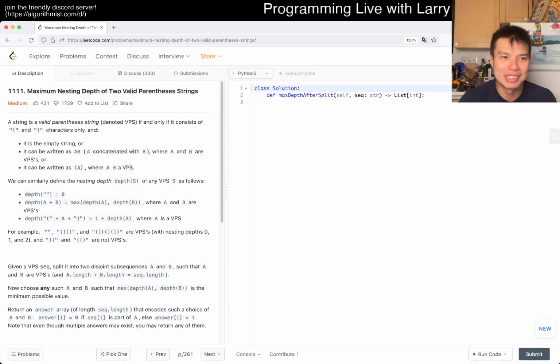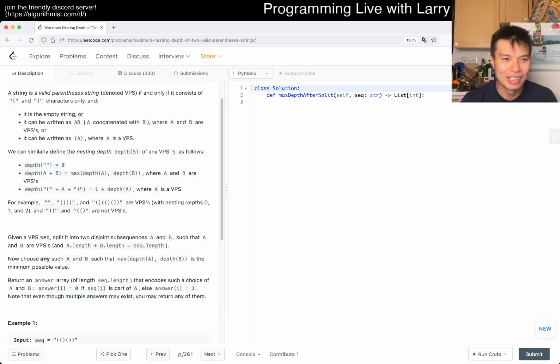And today we have 1111, Maximum Nesting Depth of Two Valid Parentheses Strings. And of course, it has 1700 downvotes. The ratio is terrible, but we'll see. We'll take a look. What do we want to say?